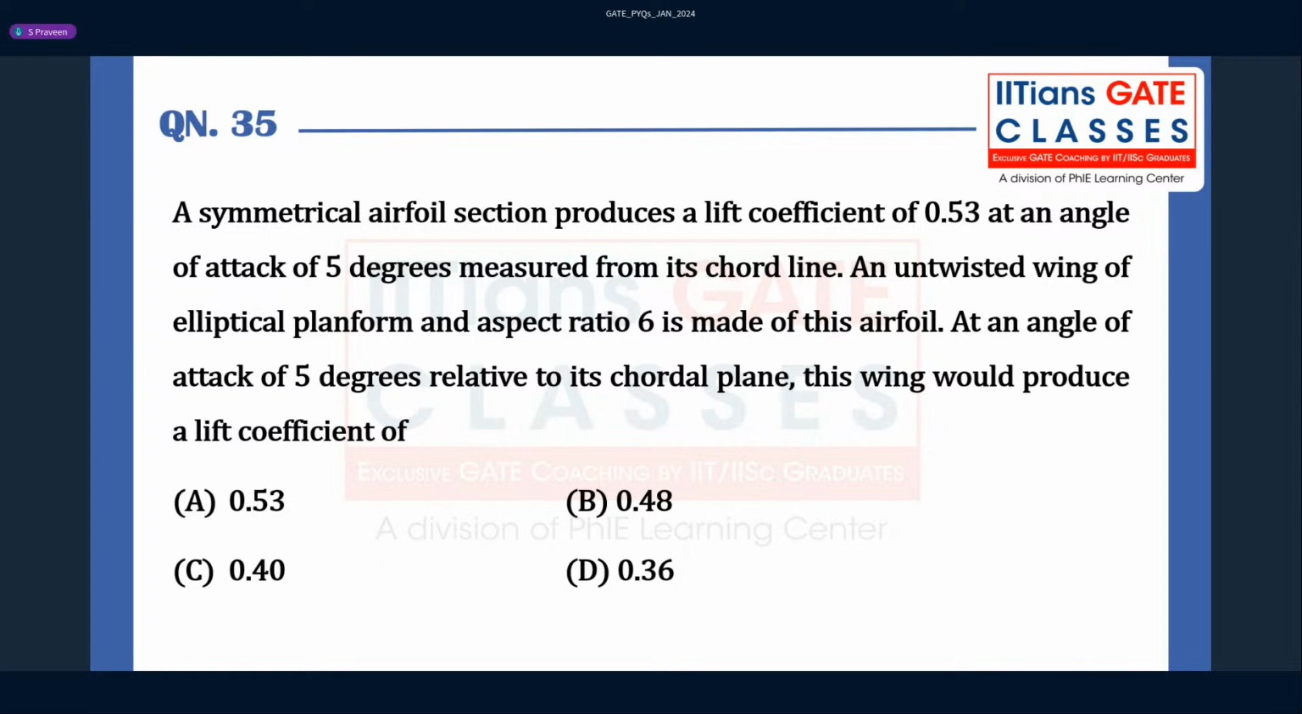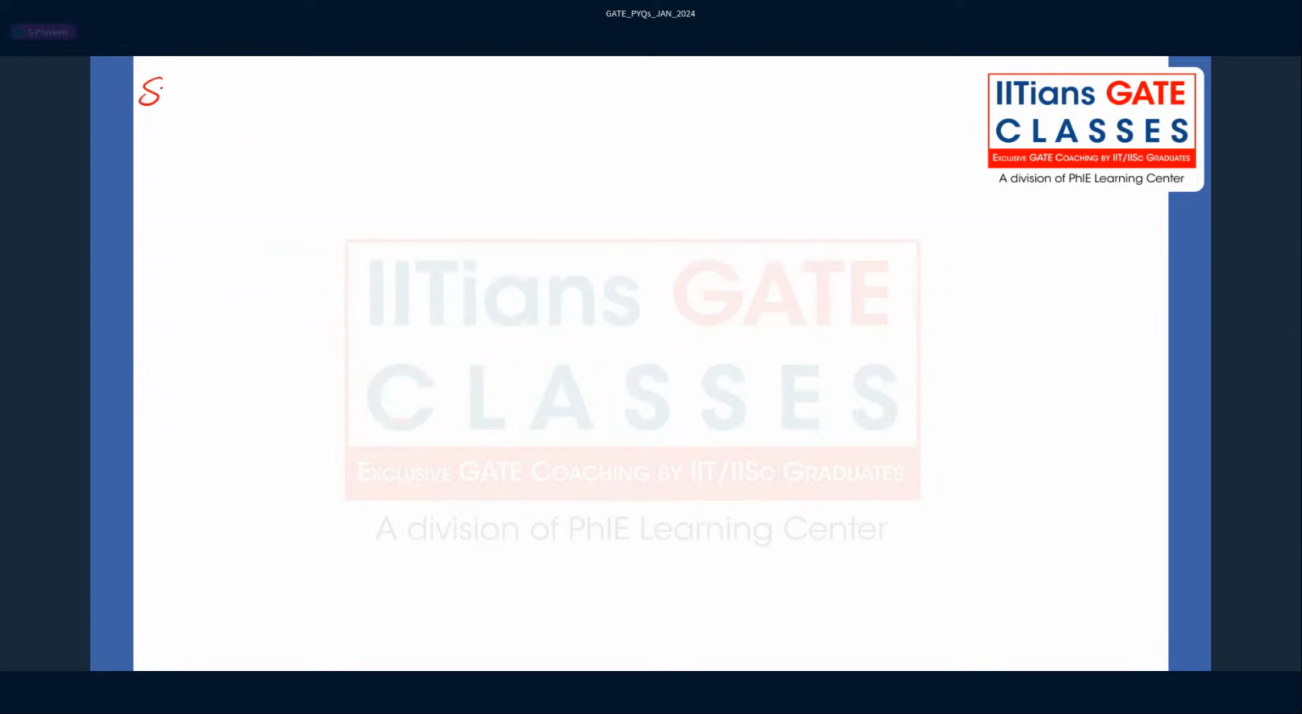Again, this is a tricky question, but nonetheless pretty simple. Let's underline the keywords in here. Symmetrical airfoil section, it produces a lift coefficient 0.53, angle of attack 5 degrees. Untwisted wing is made of this airfoil. Underline the words aspect ratio. At an angle of attack 5 degrees, this wing would produce. Which means let's determine the lift curve slope, because that's what we need.